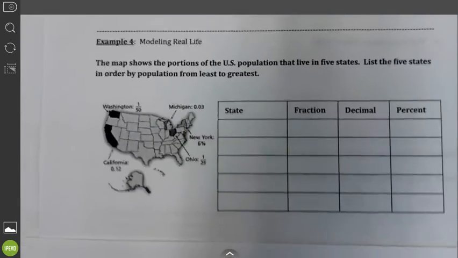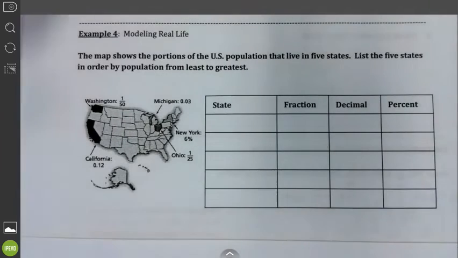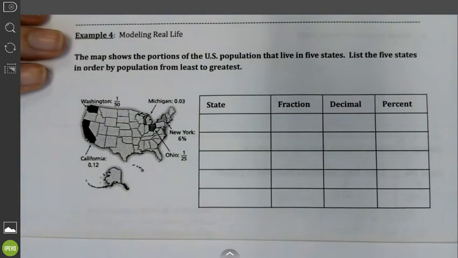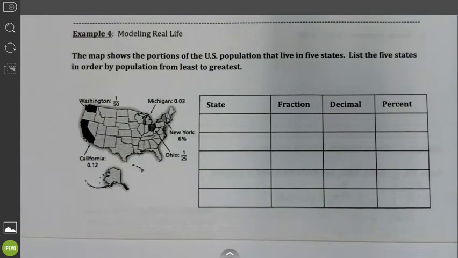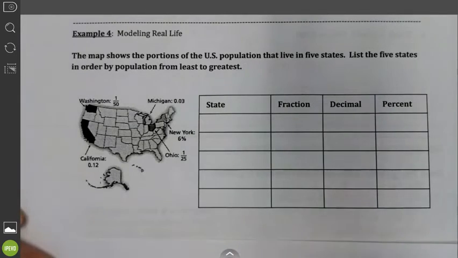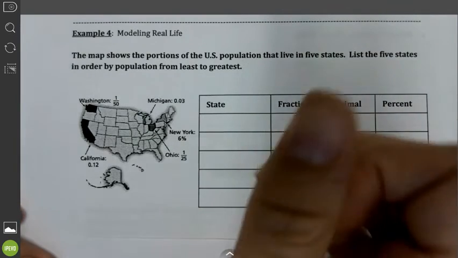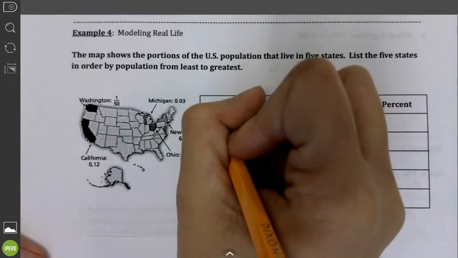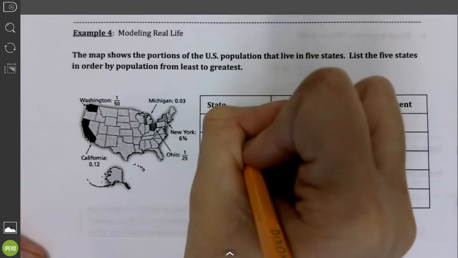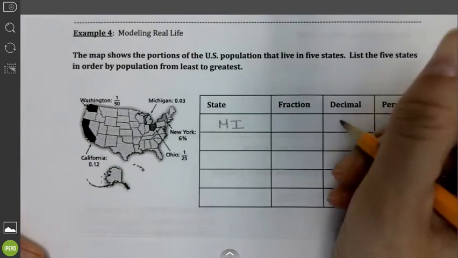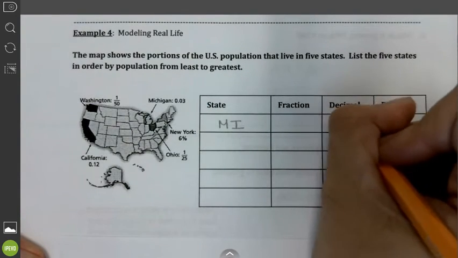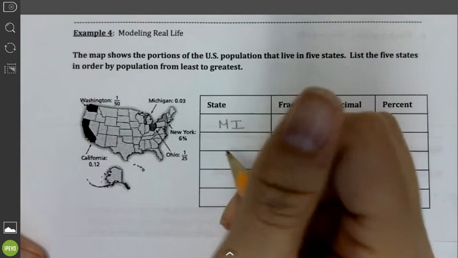Okay, and last example. The map shows the portions of the U.S. population that live in 5 states. List the 5 states in order by population from least to greatest. Okay, so this is just an organization table here that we should be filling in. So I'm going to start with Michigan, which shows a decimal of 300ths.